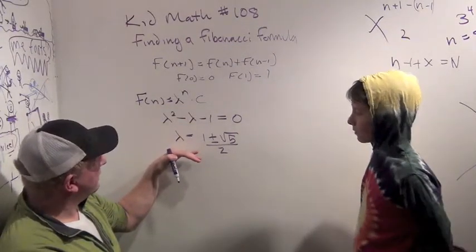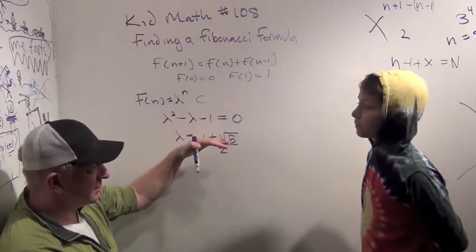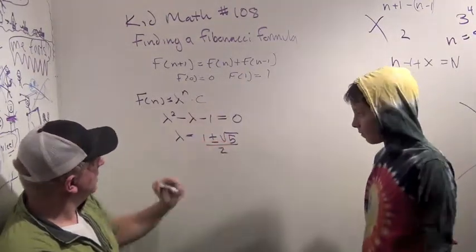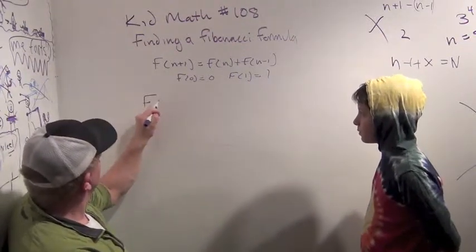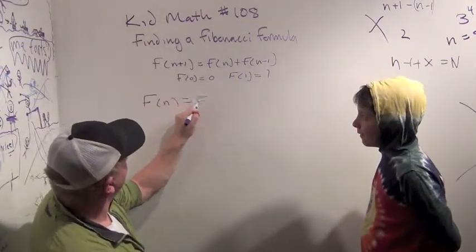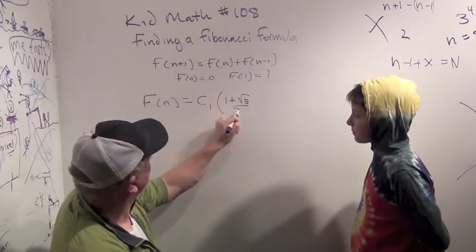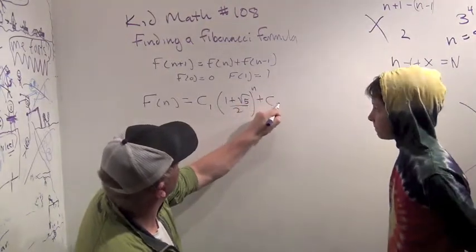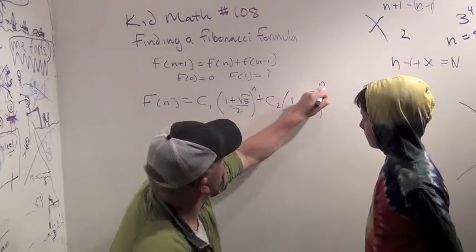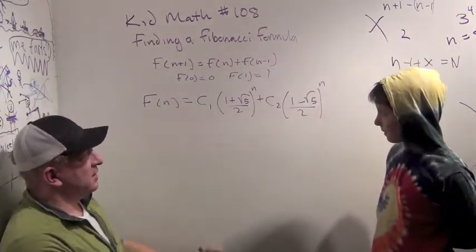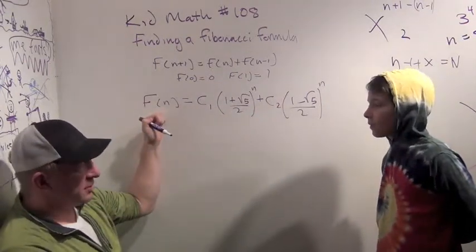So what we're going to do now is say, well, we found two solutions, so let's see what that might be, okay? So I'm going to say that the Fibonacci n is some constant 1 times 1 plus the square root of 5 over 2 to the n, plus constant 2 times 1 minus square root of 5 over 2 to the n. Now this looks very complicated. Two pretty complicated numbers, two different constants, and our Fibonacci numbers.